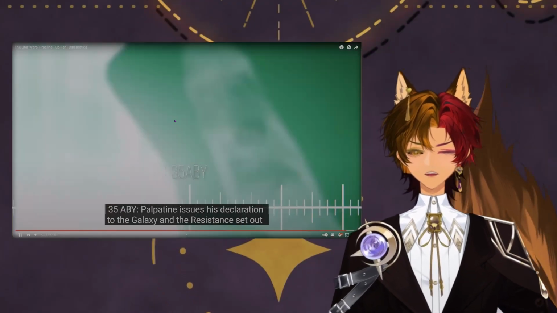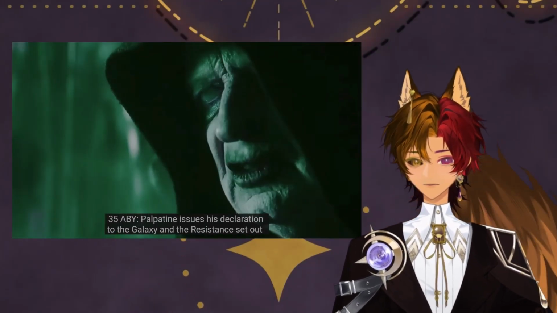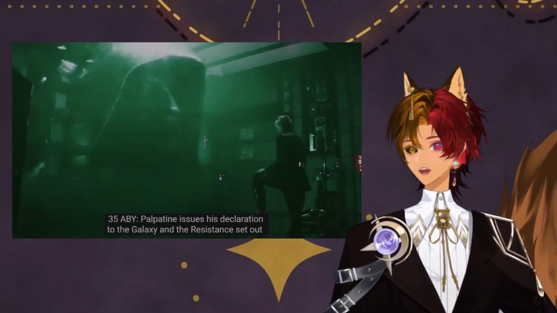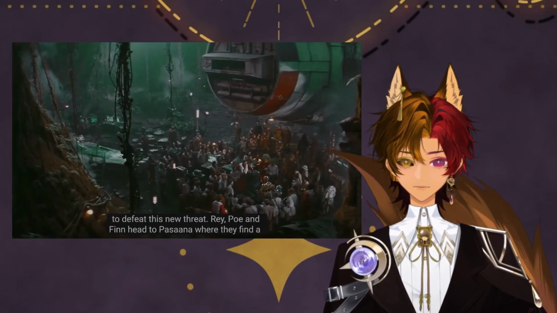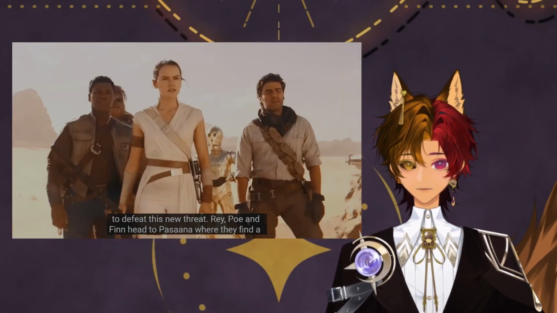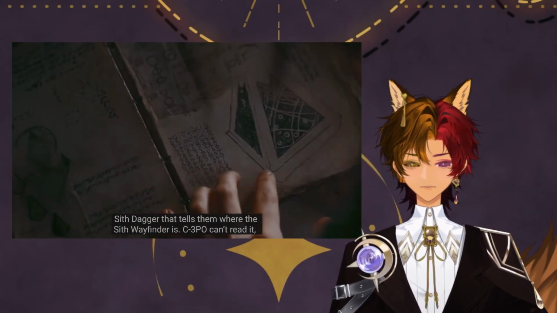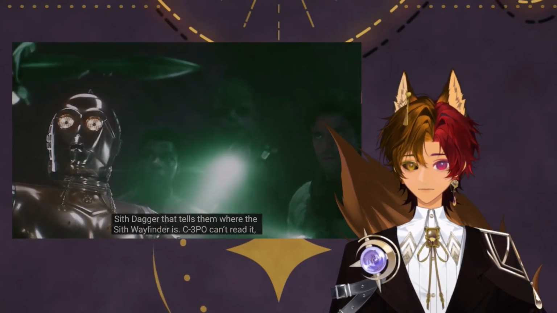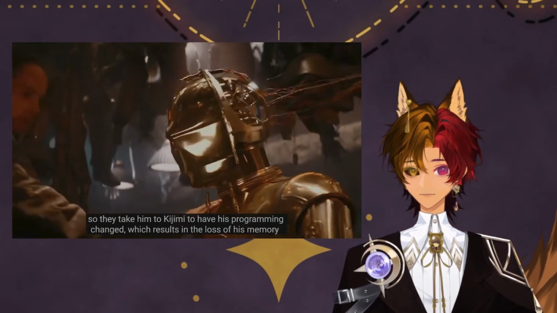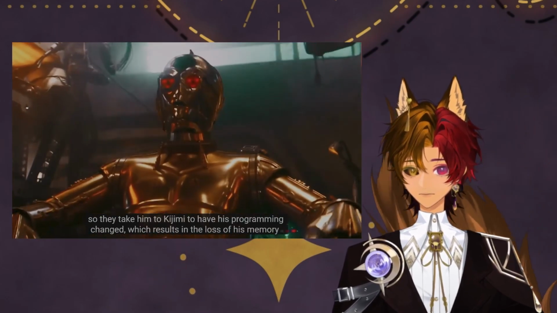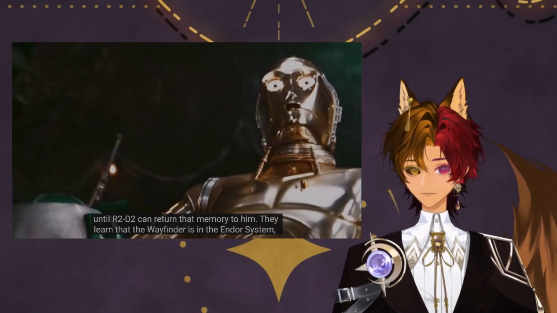35 ABY. Somehow Palpatine returns, and his declaration to the galaxy, and the Resistance set out to defeat this new threat. Rey, Poe, and Finn head to Pasaana, where they find a Sith dagger that tells them where the Sith Wayfinder is. C-3PO can't read it, so they take him to Kijimi to have his programming changed, which results in the loss of his memory until R2-D2 can have that memory returned to him.